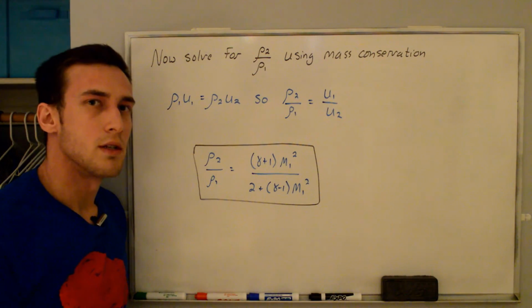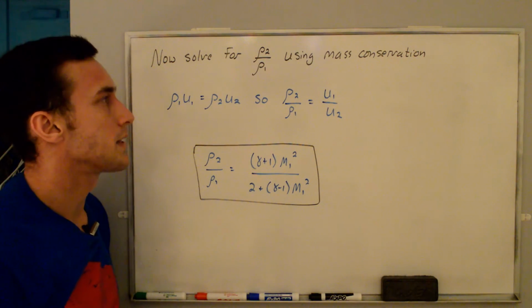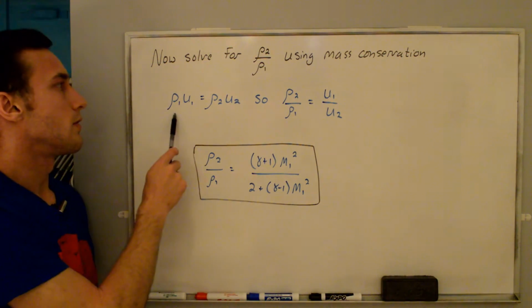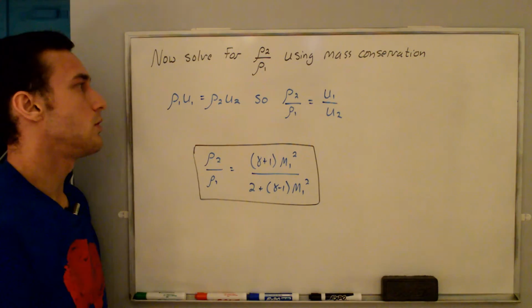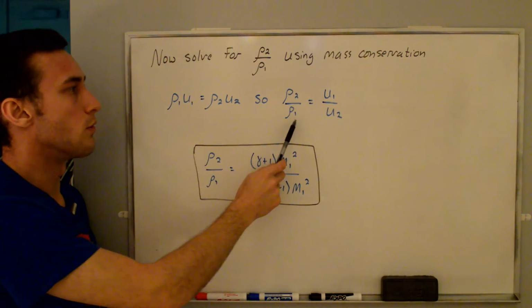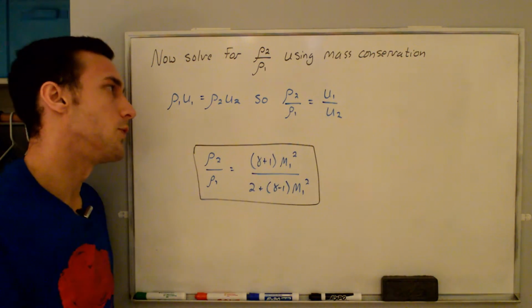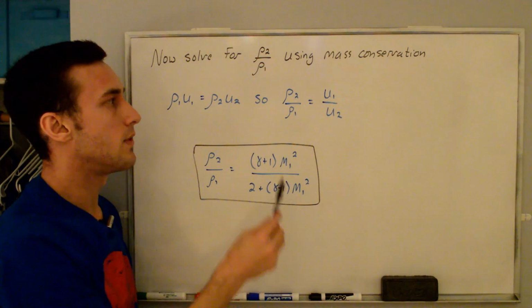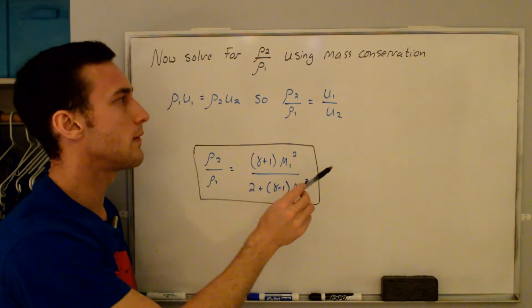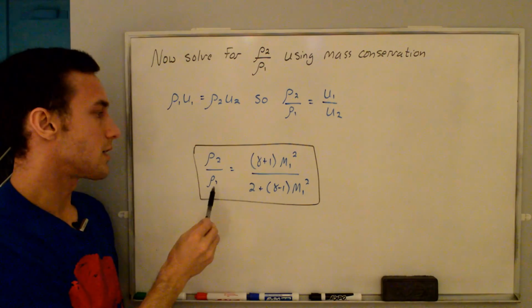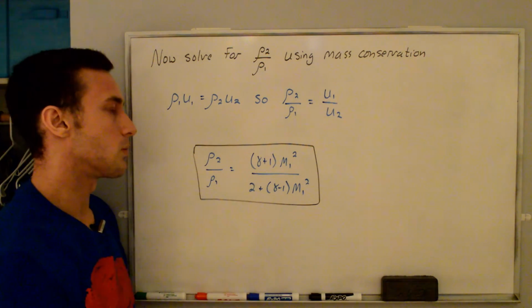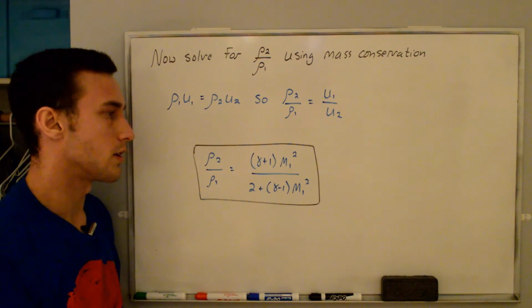Now we want to solve for the density ratio, rho 2 over rho 1, so we'll use mass conservation. From the first whiteboard, we have rho 1 u1 is equal to rho 2 u2, so rearranging this to solve for rho 2 over rho 1 gives u1 over u2. You'll note from the previous whiteboard that we have the expression for u2 over u1, so all we have to do is flip that upside down, and we get the expression for rho 2 over rho 1 is equal to gamma plus 1 m1 squared over 2 plus gamma minus 1 m1 squared.